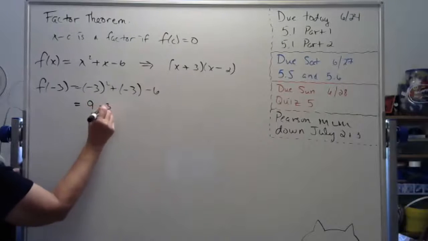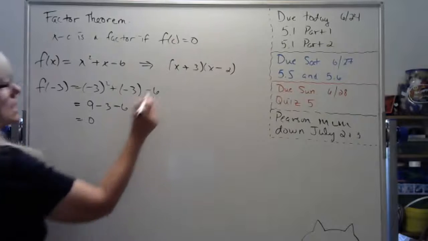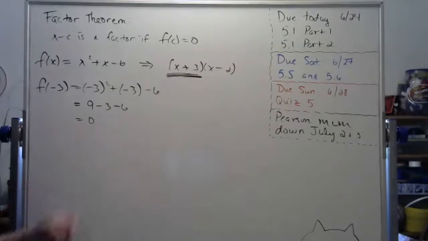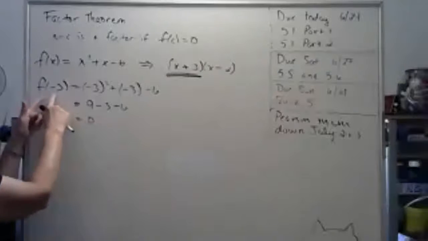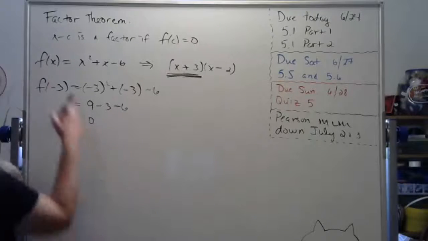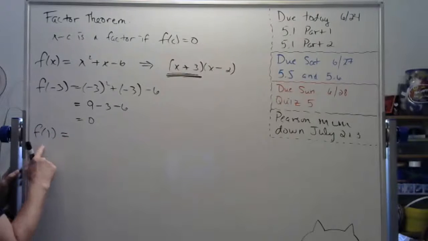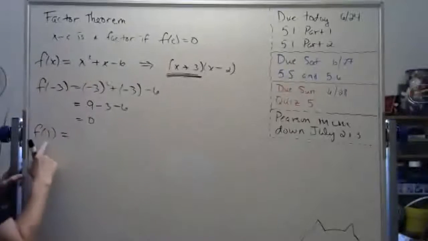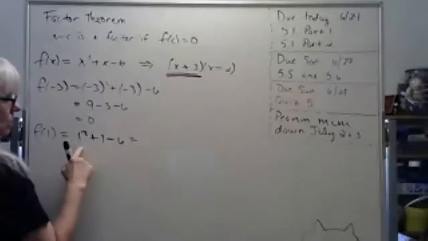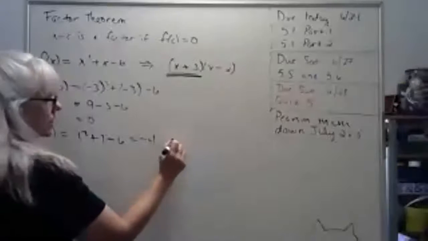That'd give me 9 minus 3 minus 6. Sure enough, I get 0. So the factor theorem says that if you have a factor, you know it is a factor because when you evaluate it at that 0, you get a 0. If I took that same polynomial and evaluated it at any other number than the -3 or the 2, so if we plug in a 1, we get 1 squared plus 1 minus 6. That'd be 1 plus 1 is 2, minus 6 is a -4. Notice that that's not a 0, so it's not a factor.